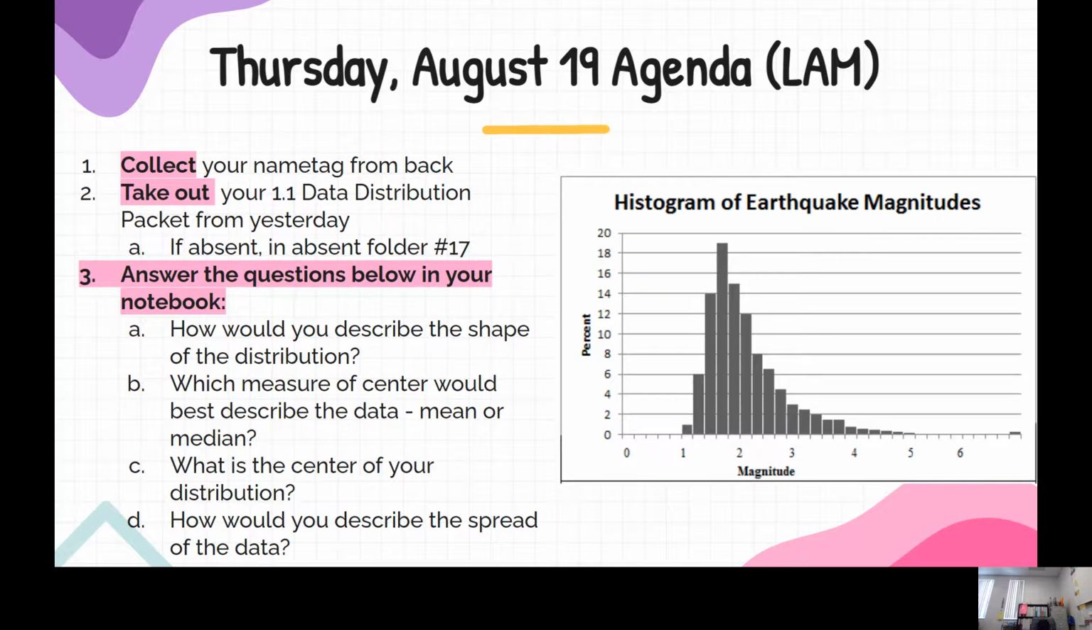This is going to tell you everything you need to know right here. So it says, which measure of center would best describe the data, the mean or the median? How do I figure out which one I should use? Ava, what do you think? It's median. Why? Because it says it in the notes. It says it up here: the median is less than the mean.